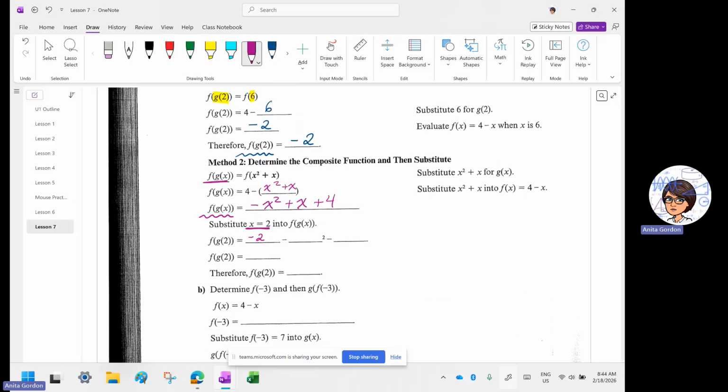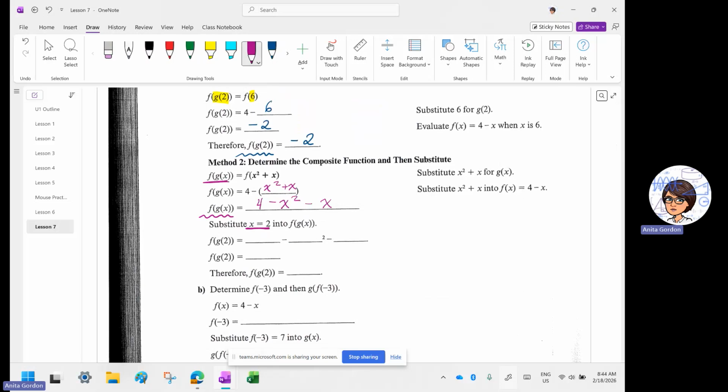So -2 squared. They didn't write it from highest to lowest degree. All right, I'll keep it their way: 4 minus x squared minus x. All right, keeping it together with this notebook.